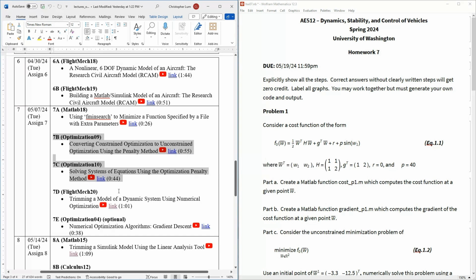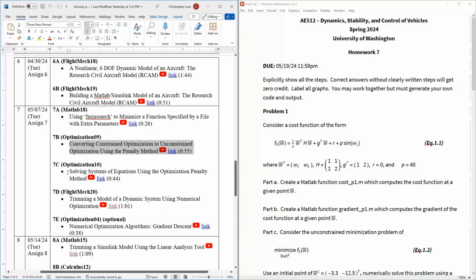So the next two, the ones that I have highlighted here on the screen, again, these are a sterile mathematical description of how to convert constrained optimization to an unconstrained optimization problem using what's known as the penalty method. So that's what this first video is. It's talking about what this penalty method is and how it works. It just introduces the idea of the optimization penalty method.